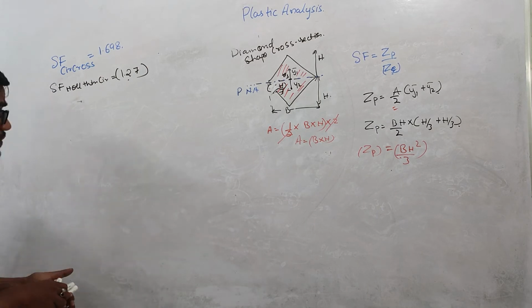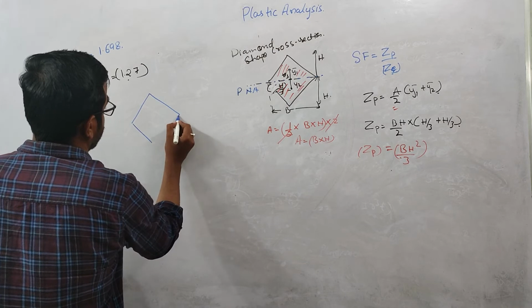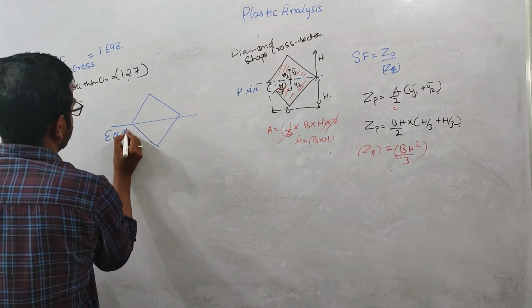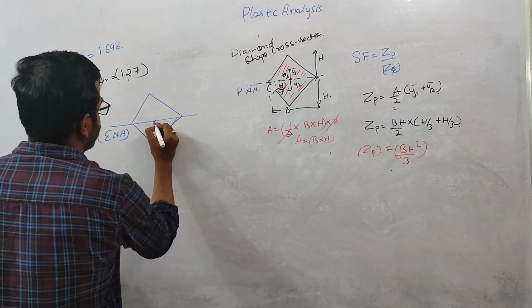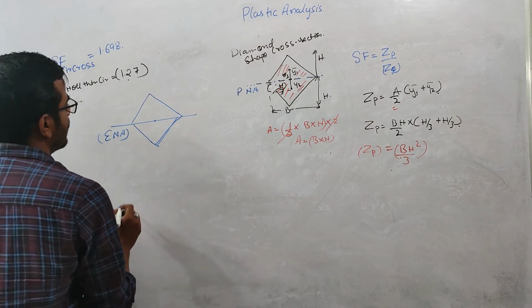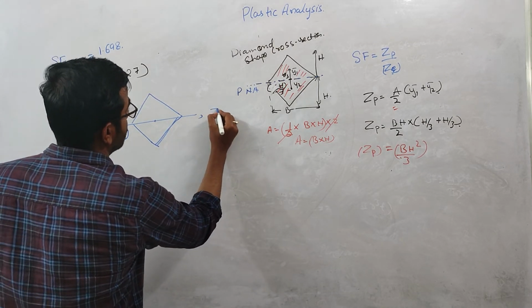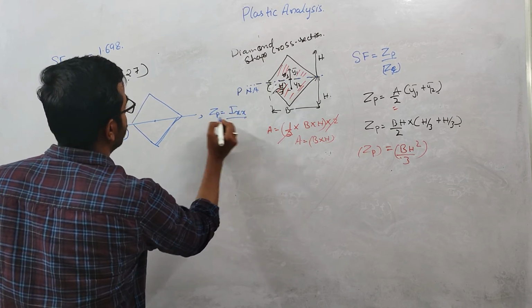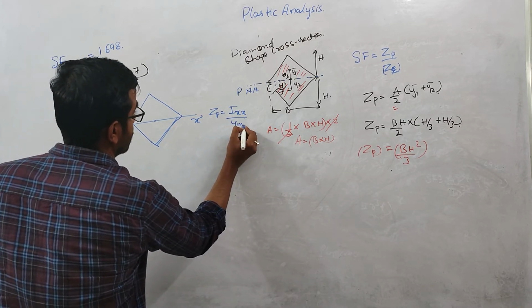So if this is the cross section and this is our elastic neutral axis, the elastic neutral axis will always pass through the centroid when we are in the elastic state. So this is our centroid, so it will pass through this line only, right? So for Ze, I need the second moment of area about this axis, and the y max.